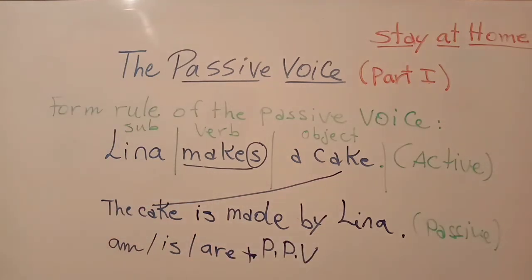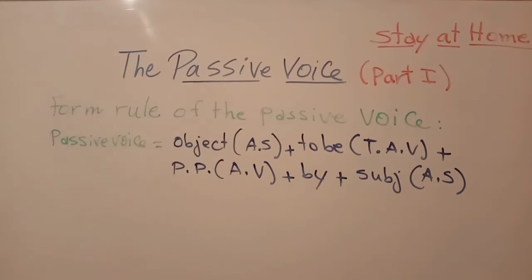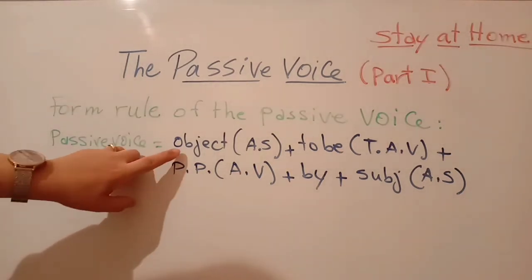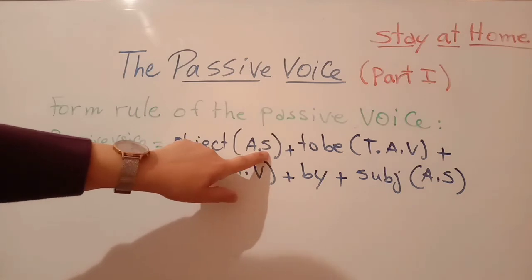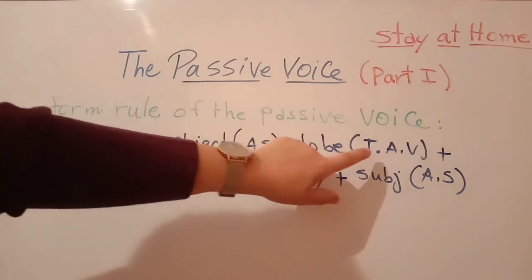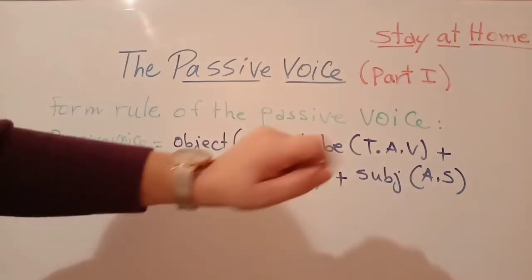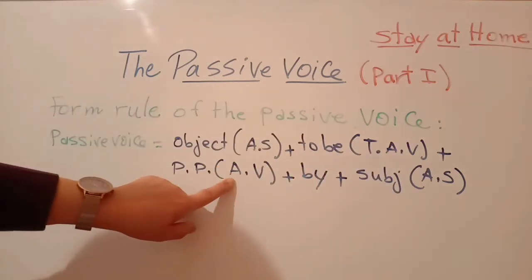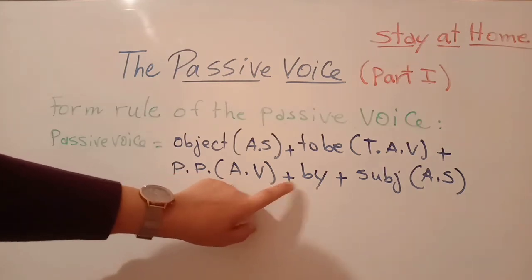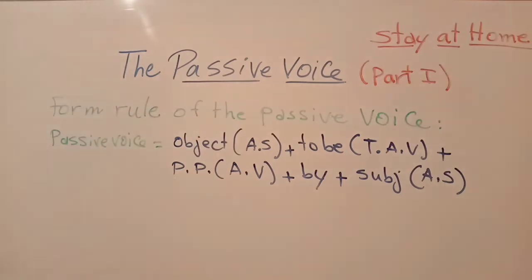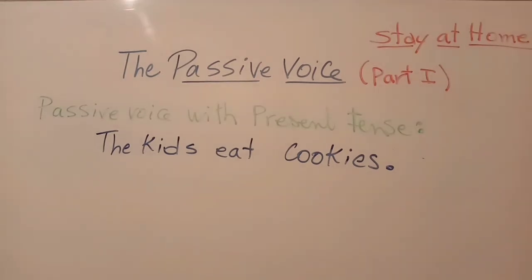Is that clear? Good. So to recap, the passive voice equals the object of the active sentence plus to be in the tense of the active verb plus past participle of the active verb plus by plus subject of the active sentence. Is it clear? Good. Okay, so since the passive voice is a long lesson and needs more concentration, we will focus on just the passive voice with present tense in this video.